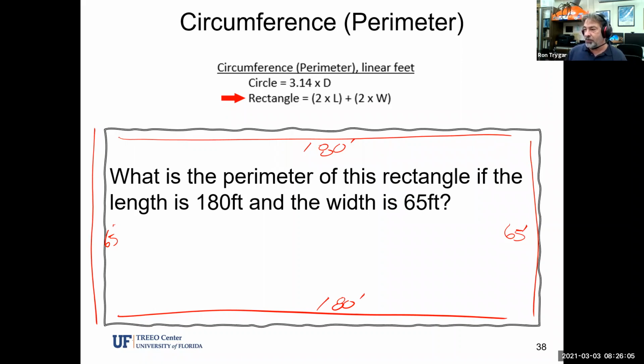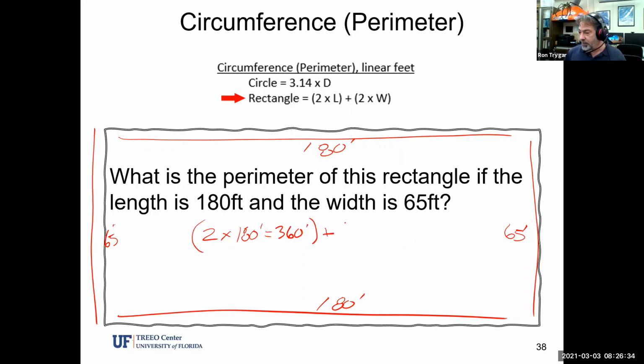Let's try it out the way the formula shows. We have the number 2 times the length, which we said was 180. So 2 times 180 feet gives me how many feet? 2 times 180, I get 360 feet. That would essentially be the same as if you just added 180 and 180 together. It'd be 360 feet.